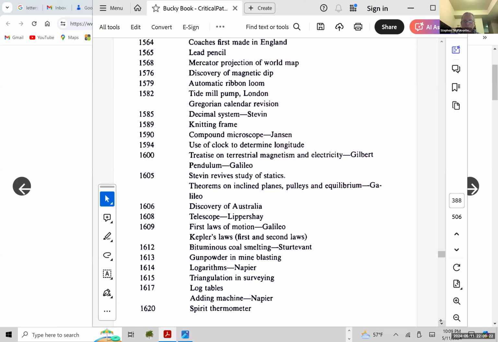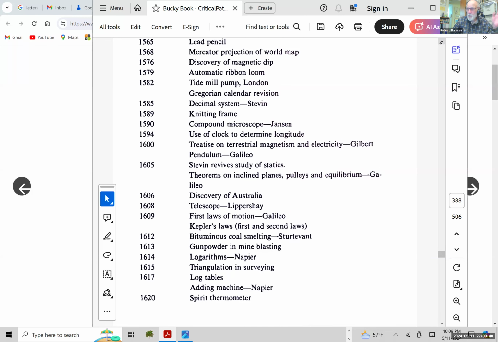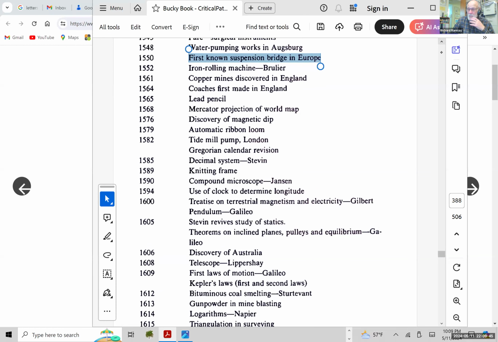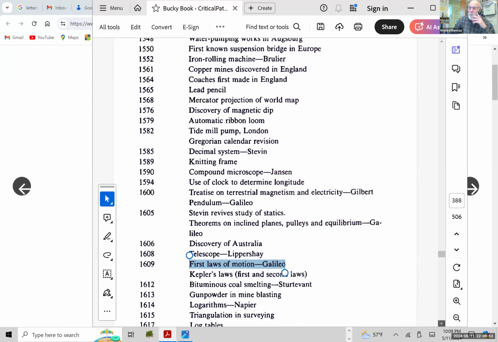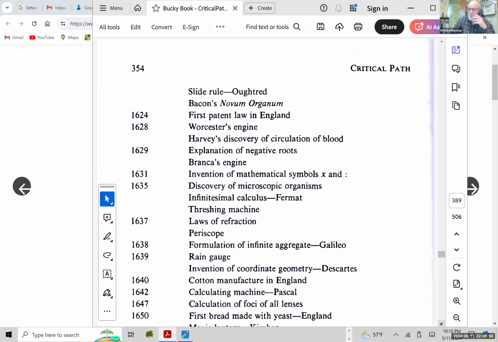Well, you see 1609 with Galileo and Kepler's first laws of motion, and whoops, you sort of get a picture of when those people made their discoveries. It's not like they all jumped together around one or two centuries. It's spread over the 1600s and into the 1700s and then 1800s.